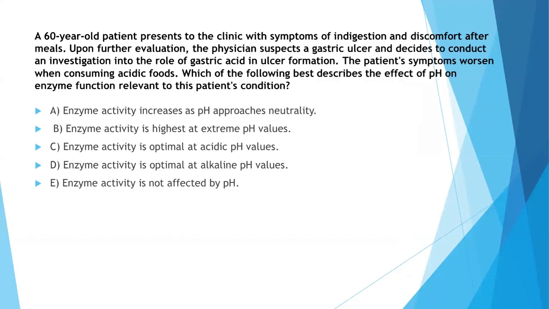So we have here a 60-year-old patient who presents to the clinic with symptoms of indigestion and discomfort after meals. Upon further evaluation, the physician suspects a gastric ulcer and decides to investigate the role of gastric acid in ulcer formation. The patient's symptoms worsen when consuming acidic foods. Which of the following best describes the effect of pH on enzyme function relevant to this patient's condition? Enzyme activity increases as pH approaches neutrality. Enzyme activity is highest at extreme pH values. Enzyme activity is optimal at acidic pH values. Enzyme activity is optimal at alkaline pH values, or enzyme activity is not affected by pH.